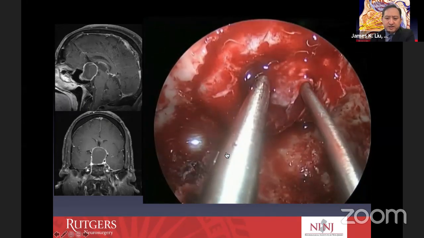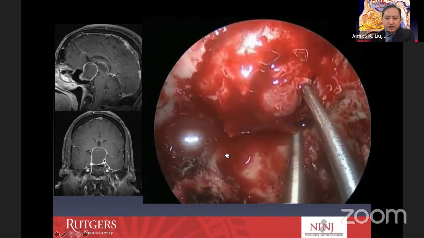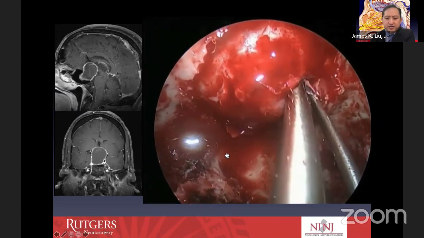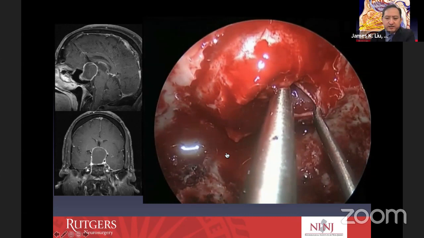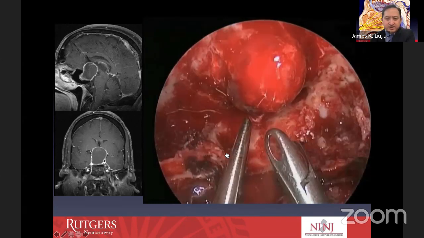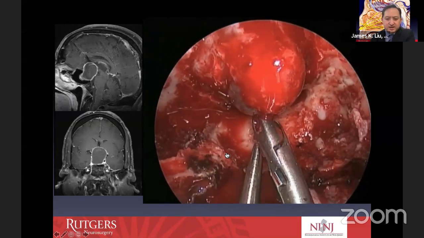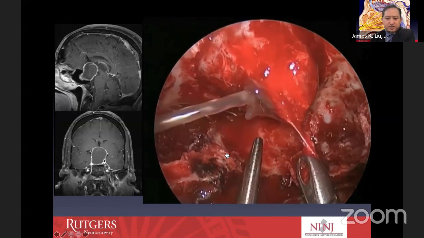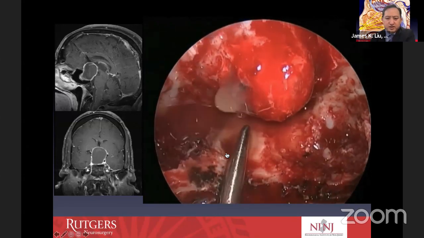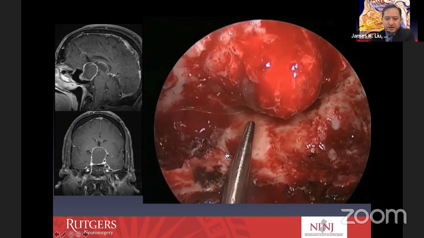And I typically like to separate the dura from the pseudocapsule of the tumor. And we'll quickly, eventually here, enter the cyst cavity to decompress the cyst. So we're just going to grab a portion of the tumor wall. And so you can see the straw-colored cyst fluid come out.